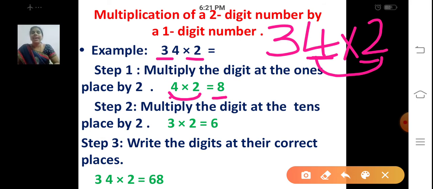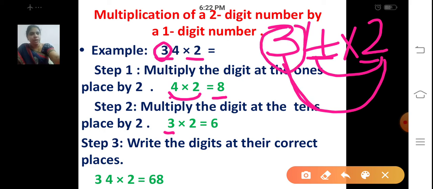Now multiply the digit at the tens place. Which number is at the tens place? 3, right? So multiply 3 by 2. First we multiply the digit at the ones place by 2, then you write the answer. Next one, multiply the digit at the tens place. This is at the tens place, right? This we are going to multiply by 2. So 3 2s are 6.